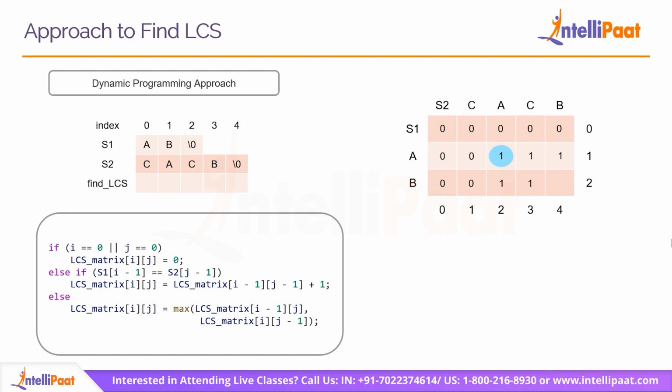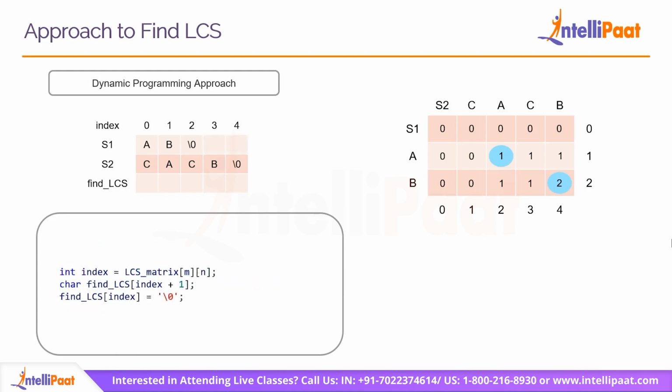Finally, on moving to 2,4, we get S1 of 1 which is B equal to S2 of 3 which is also B. Since we got a match here, we take the diagonally left element, add 1 to it and store it in the current cell. The value of this last element gives us the size of our LCS, which in our case is 2. But our work is not done yet. We are still to find the string of this LCS. In order to do that, we need to backtrack our path from one blue dot to the next, starting from the bottom right dot.